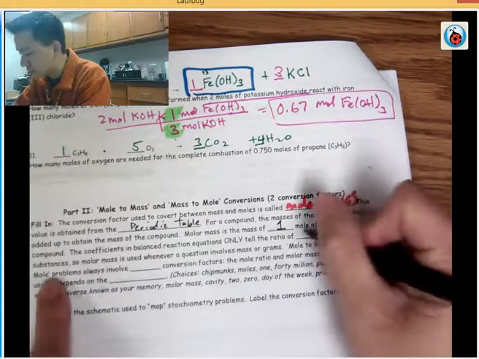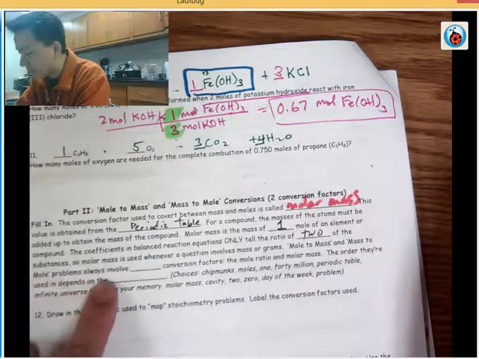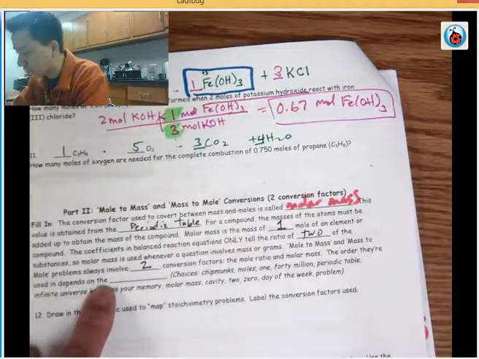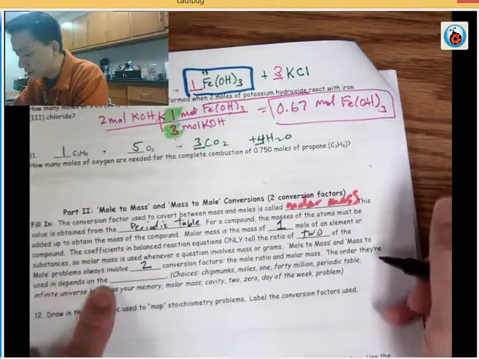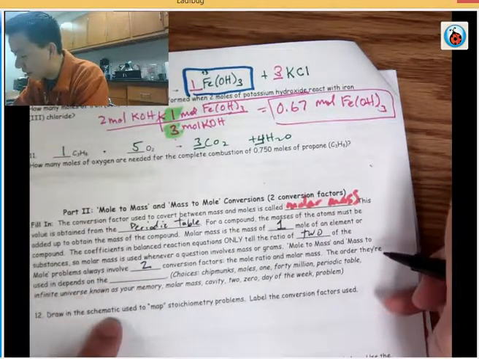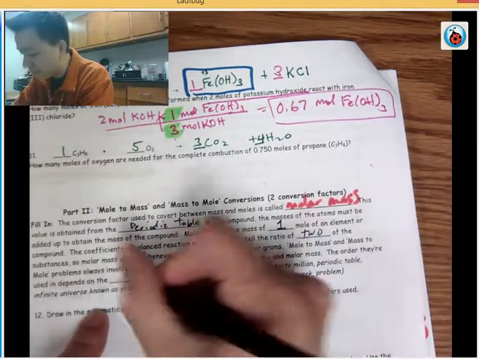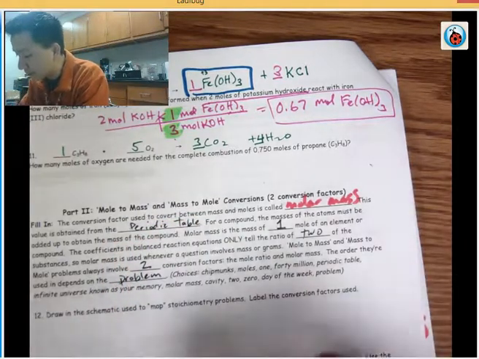The coefficient in the balanced equation only tells the ratio of two of the substances. So molar mass is used whenever the question involves mass or grams. Mole to mass and mass to mole problems always involve 2 conversion factors, the mole ratio and molar mass. The order they're used depends on the given, depending on the problem.